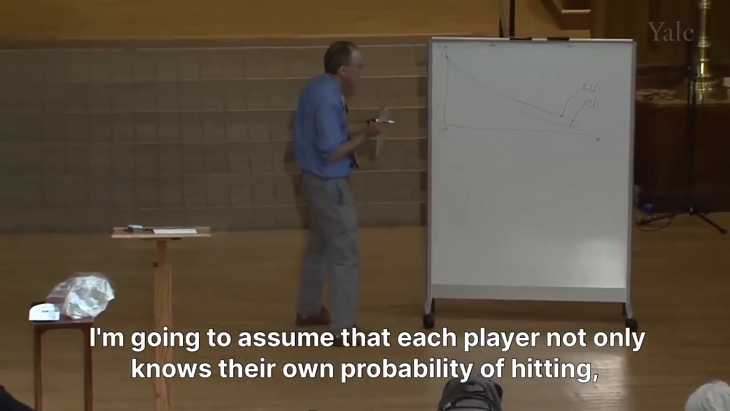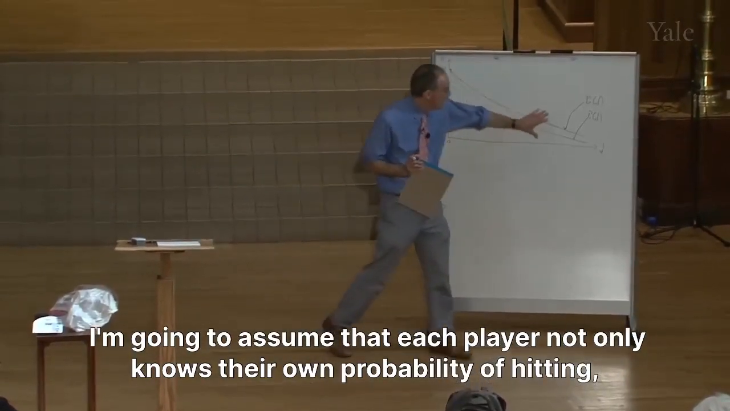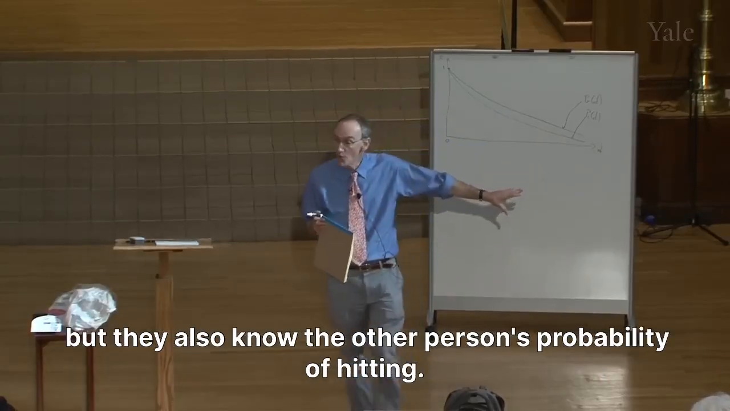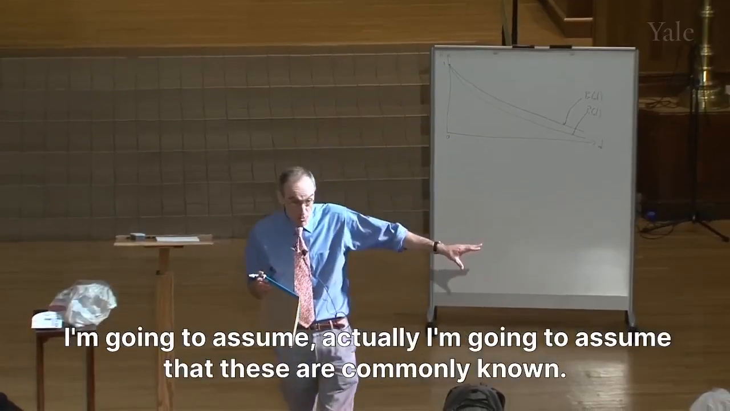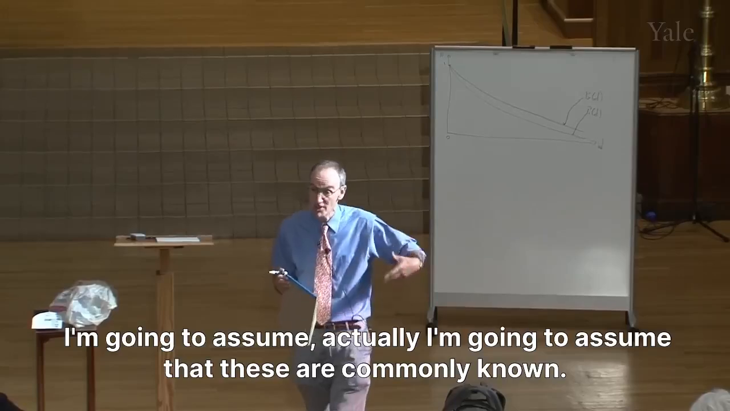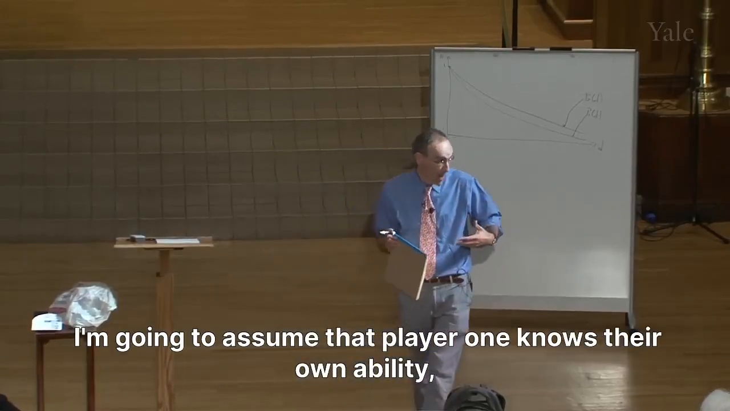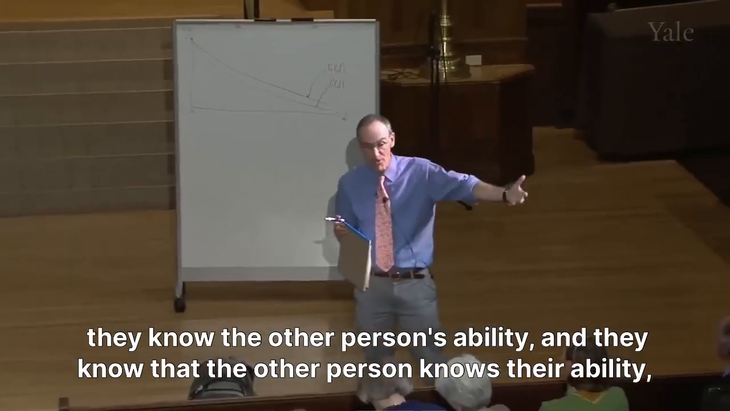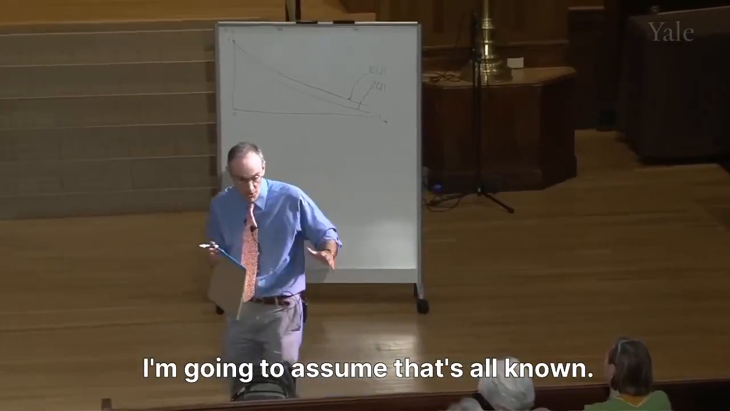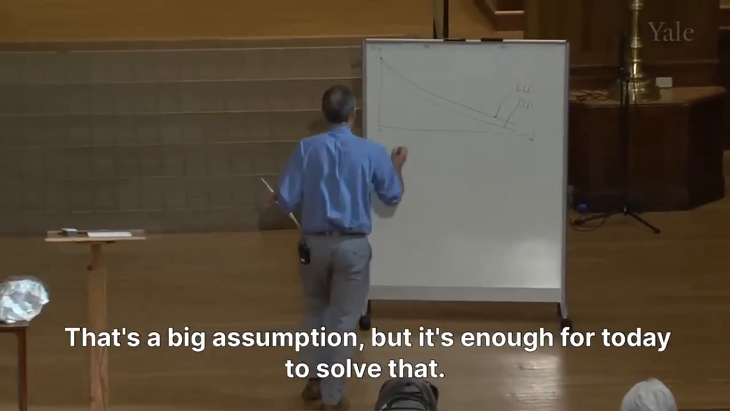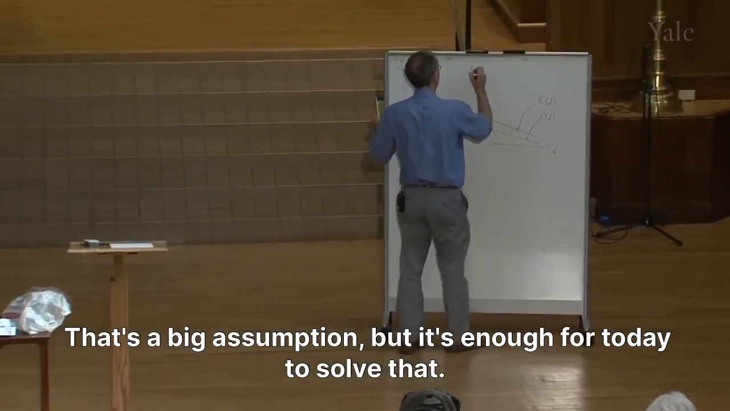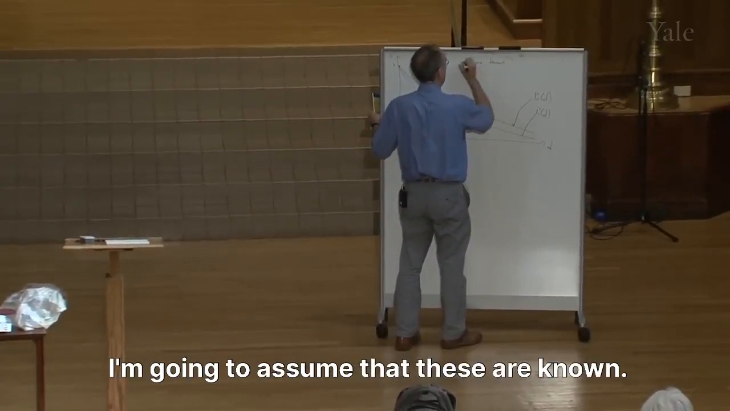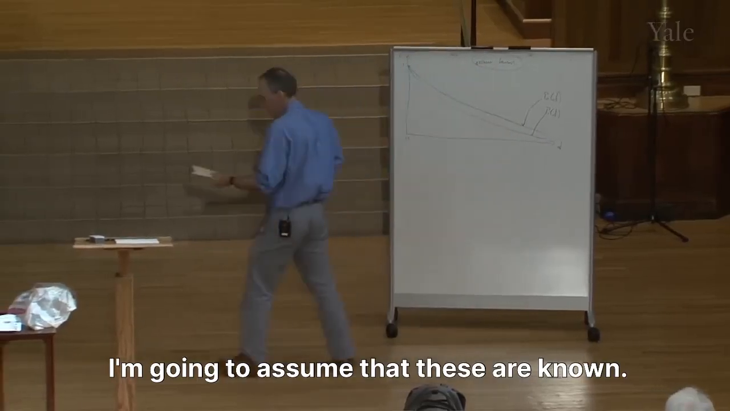I'm going to assume that each player not only knows their own probability of hitting, but they also know the other person's probability of hitting. So I'm going to assume, actually I'm going to assume even more than that, I'm going to assume that these are commonly known. So I'm going to assume that player 1 knows their own ability, they know the other person's ability, and they know that the other person knows their ability, and so on and so forth. Right? So I'm going to assume that's all known. All right? So that's a big assumption, but it's enough for today to solve that. All right, I'm going to assume that these are known.